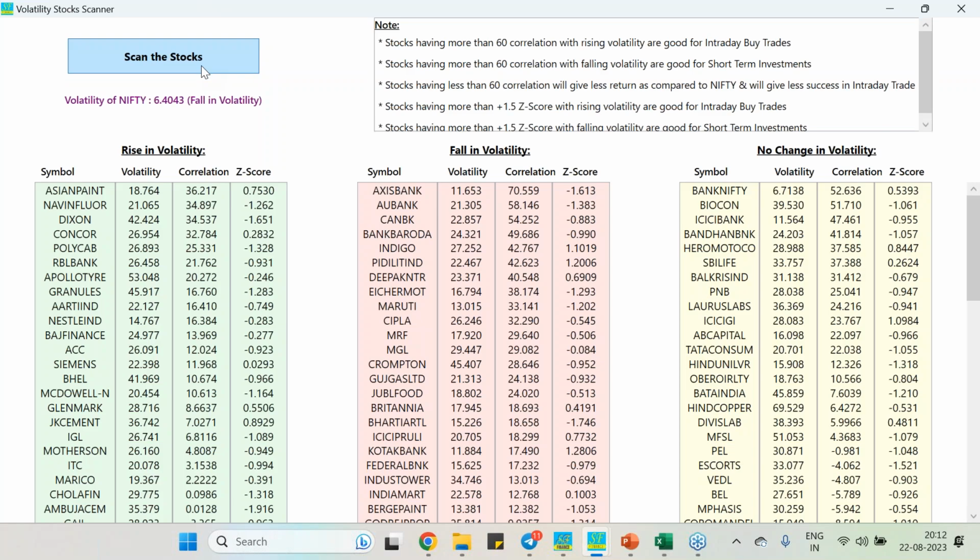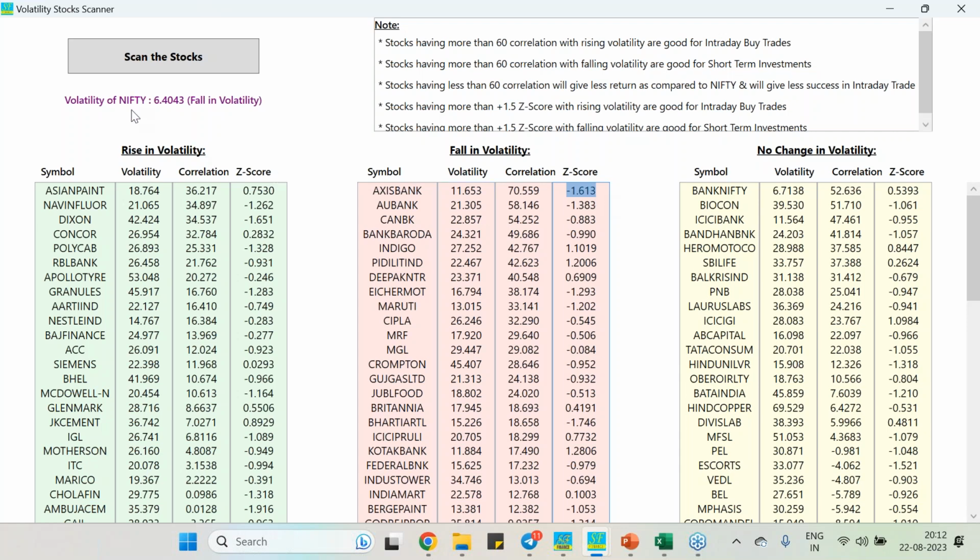With Nifty it will scan, so we made it Nifty and all future stocks. Here you will be getting the Z score. Wherever you find it, here Axis Bank has a negative Z score of 1.61. Z score has versatile use. You can use it for short-term investment, for intraday trades, and for this kind of pair trade. So 1.613 negative Z score.